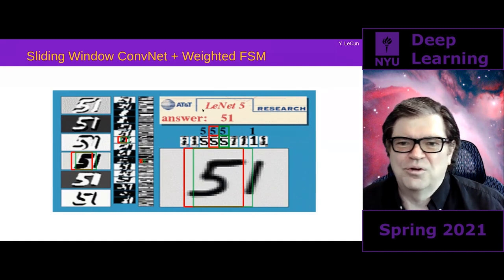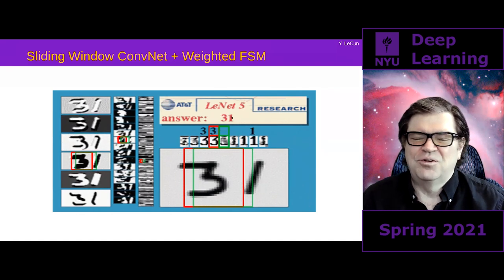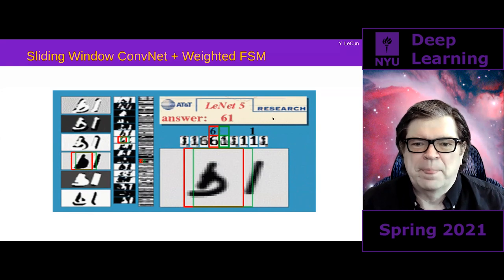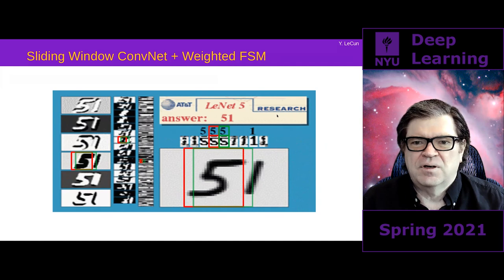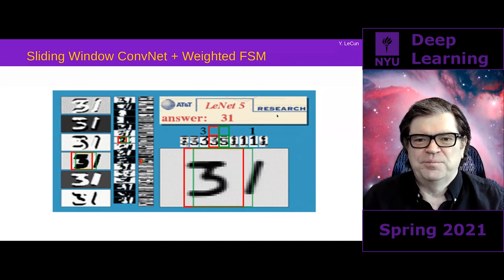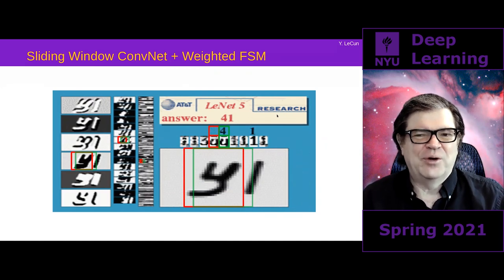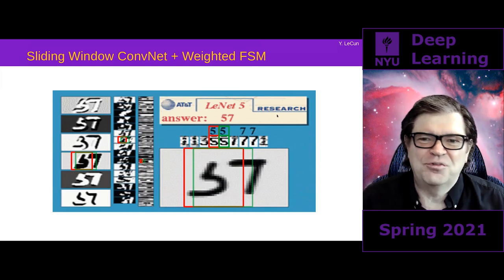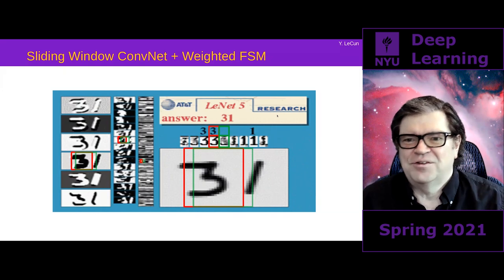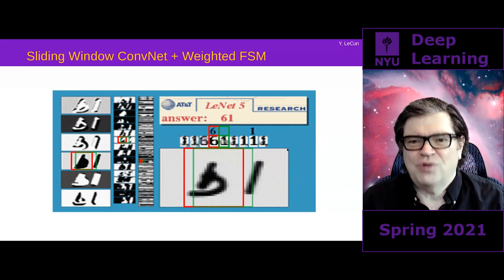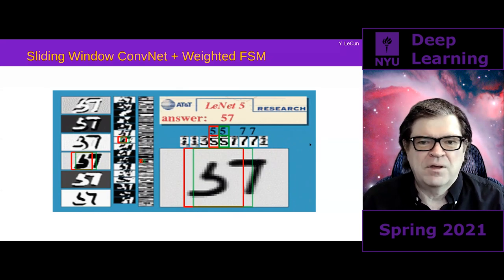It's done with what's called a weighted finite state machine, but I'm not going to go into the details of this until we talk about structure prediction. But there are many ways to do non-maximum suppression. And in fact, it's kind of going away a little bit, because now people are replacing this handcrafted process by actually a trainable neural net as well. Trainable non-maximum suppression, if you want.